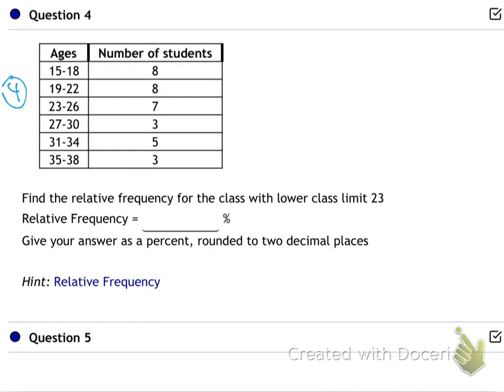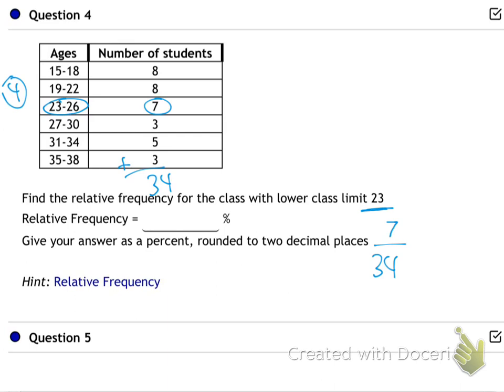All right, they're giving me ages and number of students. They say find the relative frequency for the class with lower class limit 23. Can you do that one? Rather than me. Okay, so how do we do it? The class with lower limit 23, that's this group, huh? 7. So it's going to be 7 out of how many? 10, 18, 10, 20. Is it 34? So 7 out of 34. Does that make sense? And then whatever the calculator says from there. Does that make sense? How I did that?